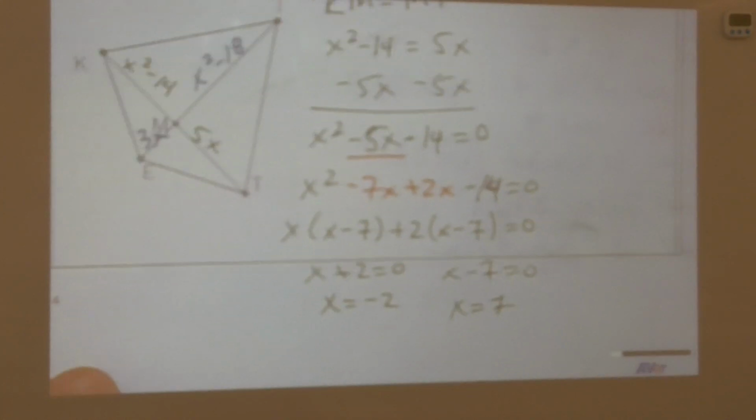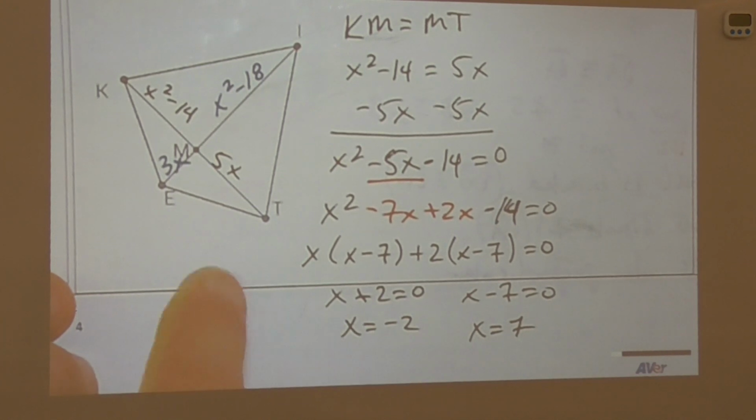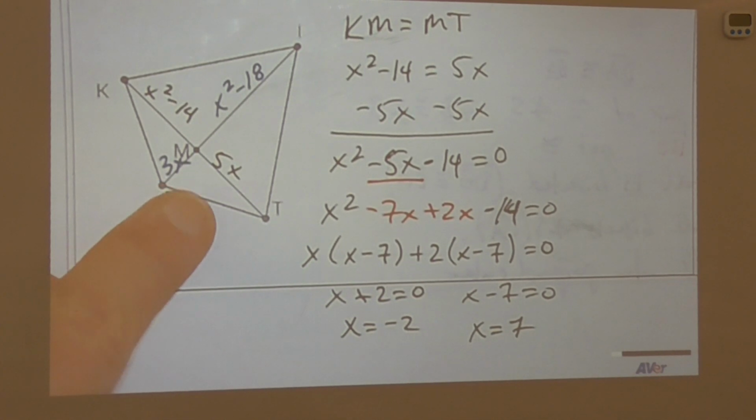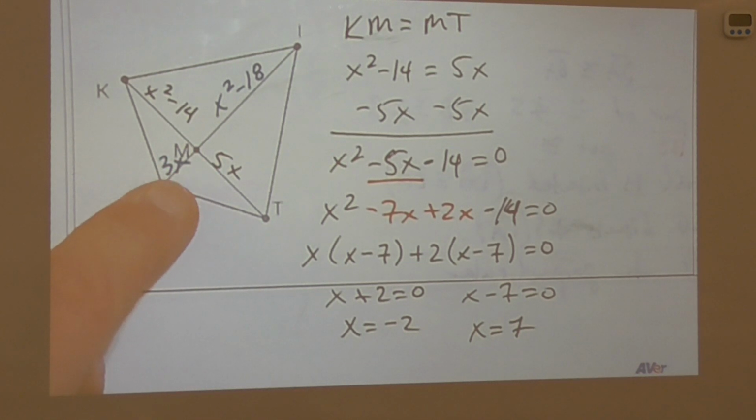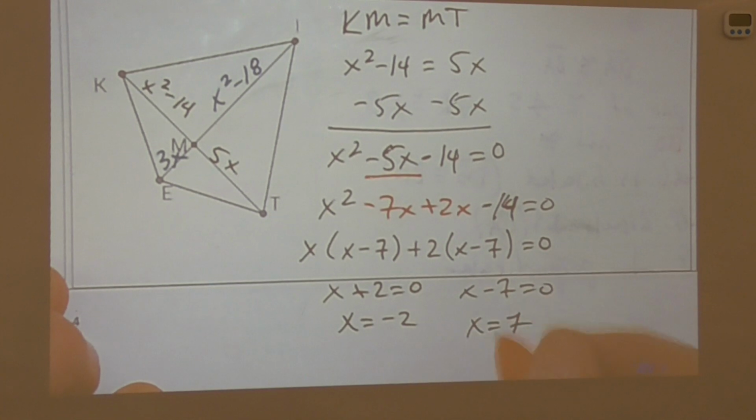Then in the context of this problem, do we want the negative x or do we want the positive x? If we look at the expressions here, we have, for example, 3x. So 3 times a number tells us how long something is. We want that number to be positive so that 3 times that positive is also positive. So that means that we are looking to use x equals positive 7.